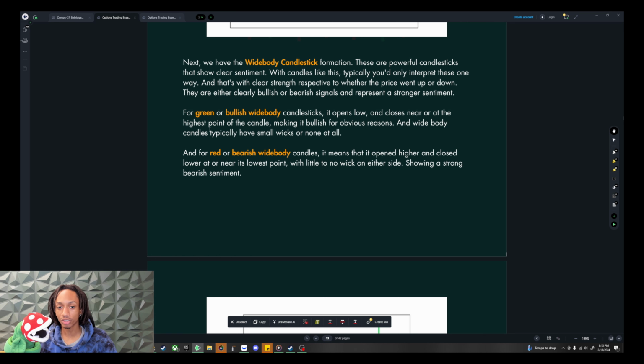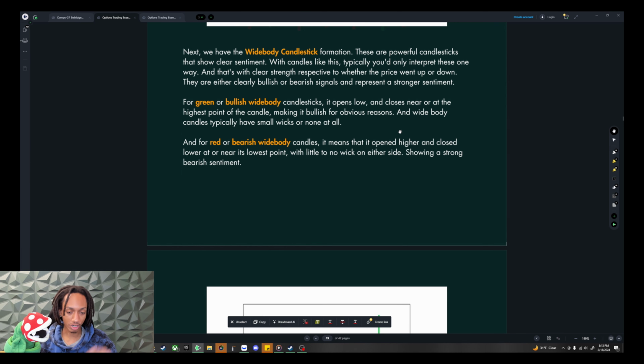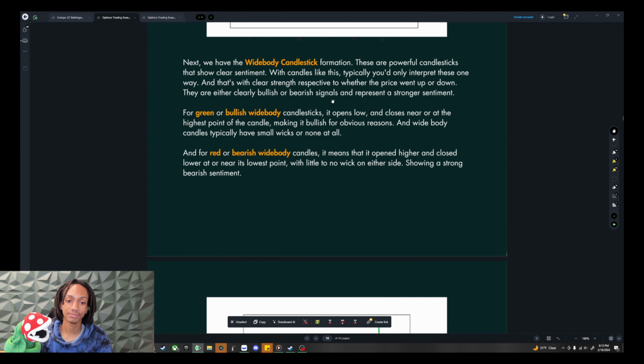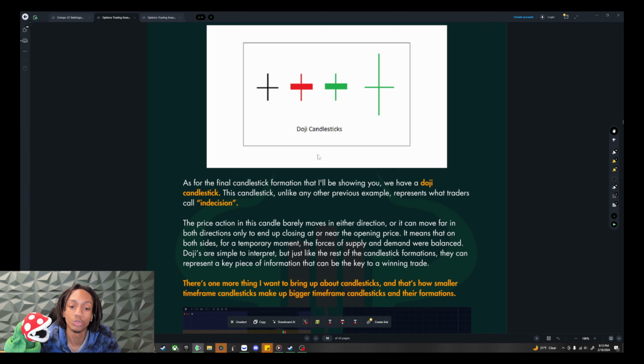Green bullish wide body candlesticks open low and close near or at the highest point of the candle, and that makes it bullish for obvious reasons because there was more demand than supply, so price kept going up and it closed at the high. Red bearish candles closed at the low, strong bearish sentiment. And yeah, simple, right? Next, we got the doji candlesticks.